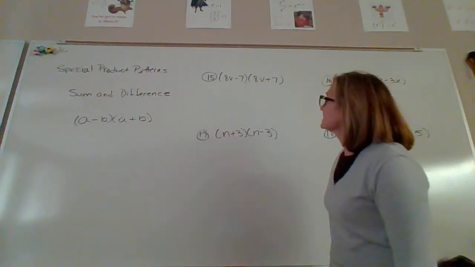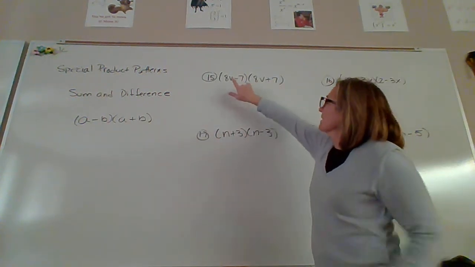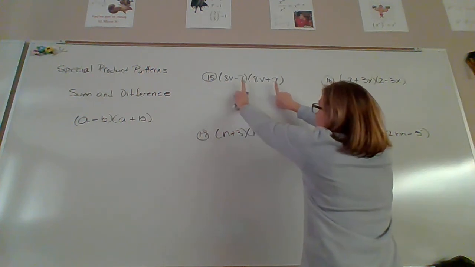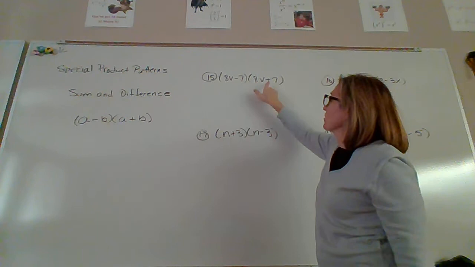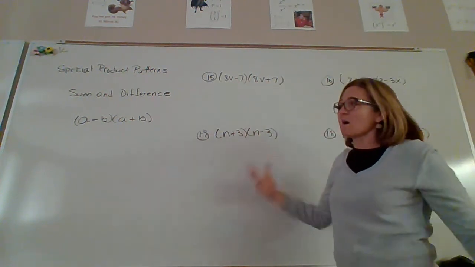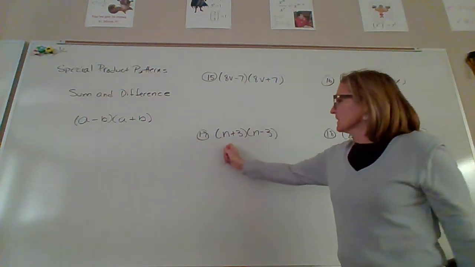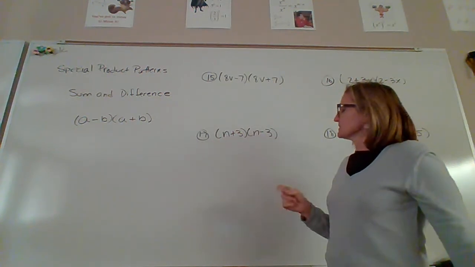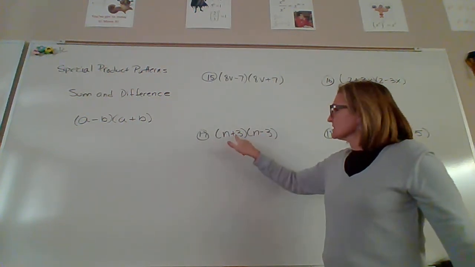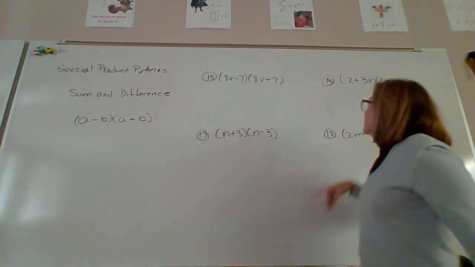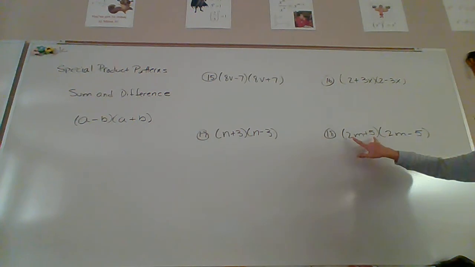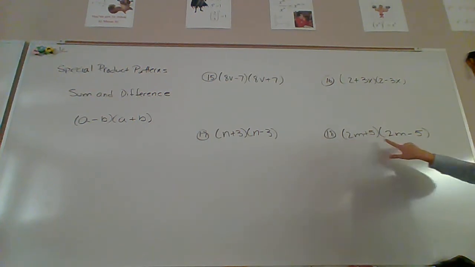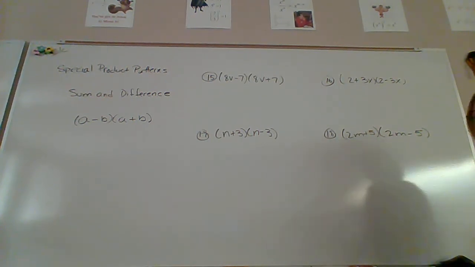So if you look over at the examples that we're going to do in a minute, you've got the exact same terms, 8v and 7, in both parentheses. The only difference is the sign. So one is a sum, one is a difference, which is why they call this sum and difference. Look at number 17. You've got n's and 3's in each parentheses. The only difference is one's plus, one's minus. Same with 16, a plus and a minus. Everything else is the same. Same with 18. The terms are the same, the signs are different. That is the indicator that you're dealing with a sum and difference.